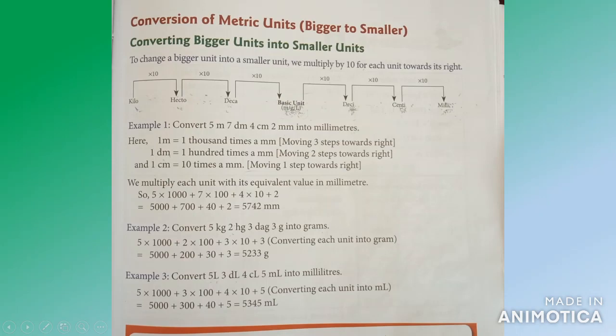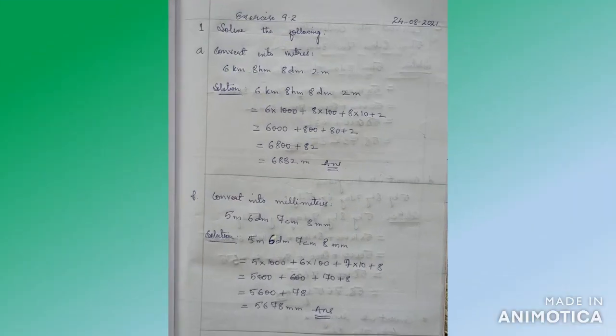So now let's move to the exercise. Alright, exercise 9.2. So solve the following. This one is already given in your textbook also. Convert into meters. So we have to convert this one into meters. 6 kilometer, 8 hectometer, and 8 decimeter and 2 meter. So the last here we have meter. So we have to convert this one to meter.